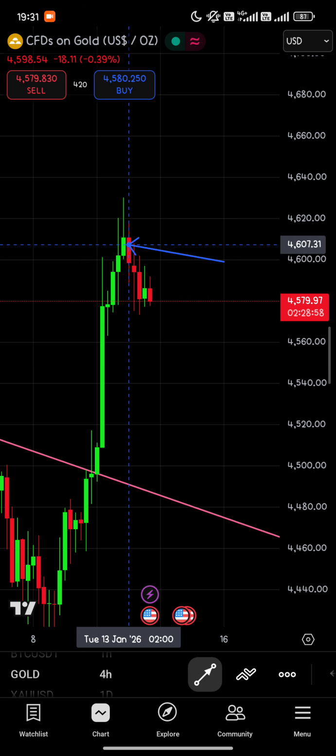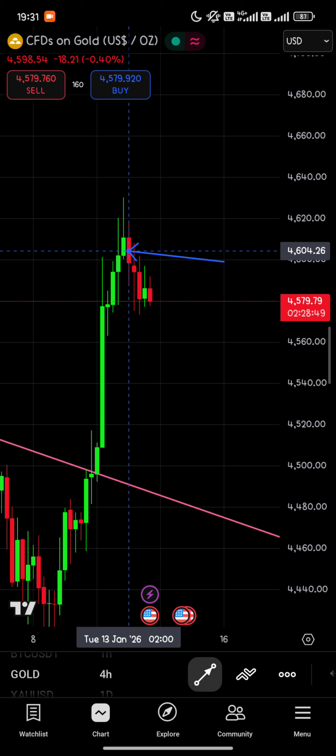Because why? Because when price drops down and touches support, support is where buy limits are triggered. Support is where buy volumes or buy positions are executed by traders, because retail traders only know how to buy at support and sell at resistance, or they buy when price touches resistance because they use breakout to buy, they use breakout to sell, right?